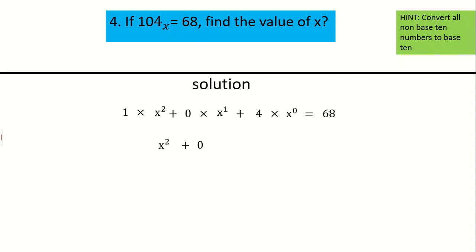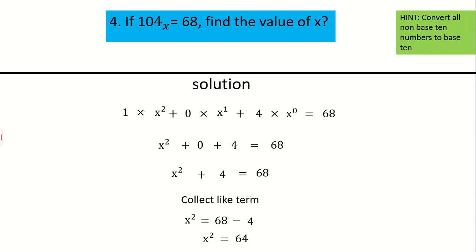x raised to power 0 is 1. Don't forget, anything raised to power 0 is 1. So you have 1 multiplied by 4, that will give you 4. So x squared plus 4 equals 68. Then you can collect like terms and simplify further to obtain your x. If I collect like terms, I'll have 68 minus 4, which will give me 64.